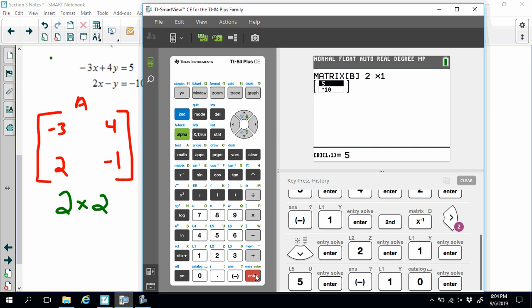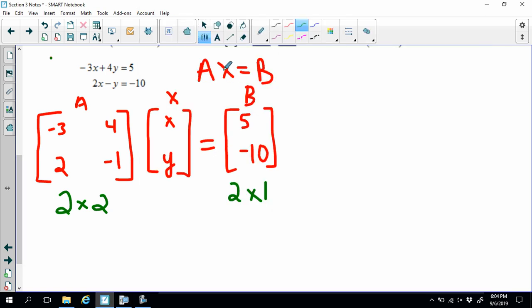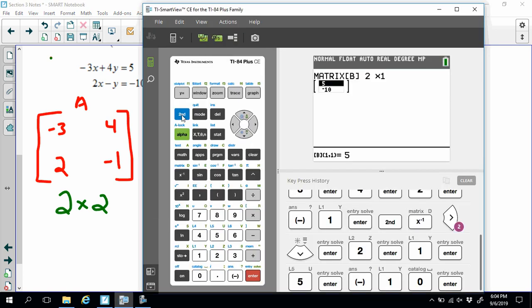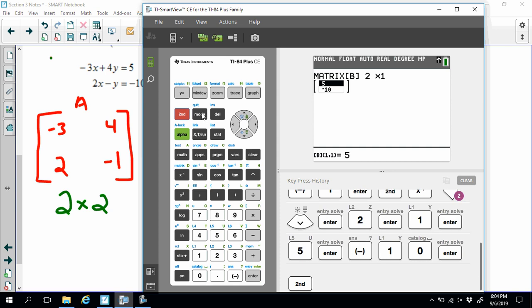Okay, now what I have to do is solve my matrix equation. So I have AX equals B, but the idea is that I'm trying to solve for my variable matrix, or the X. To do this, I'm going to have X equals A inverse times our B matrix. So now what we're going to do on our calculator is press the second and then the mode button. Notice that says quit in blue up here. That means you go to the main screen.